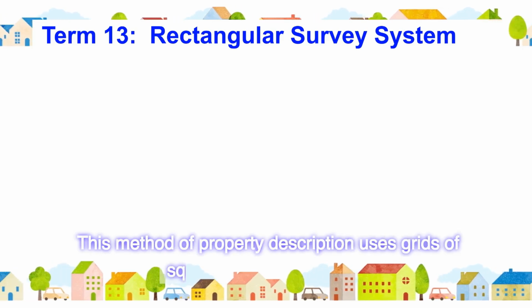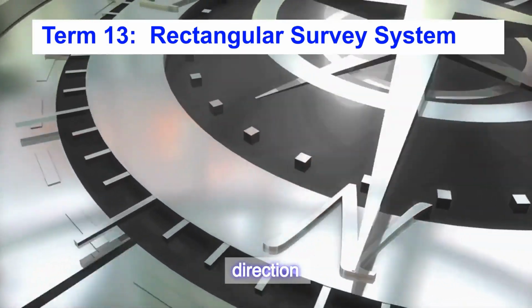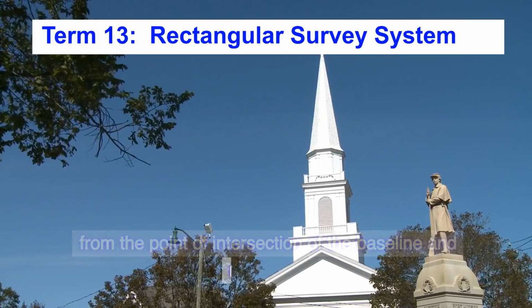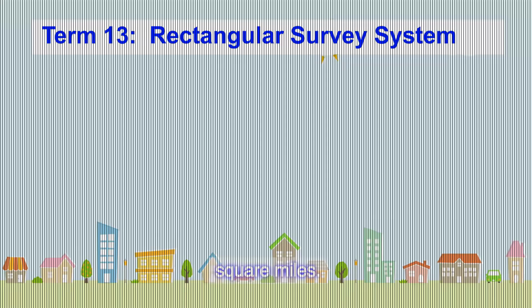This method of property description uses grids of squares called townships which are measured and numbered in each direction from the point of intersection of the baseline and meridian. Each township is 6 miles by 6 miles, 36 square miles.